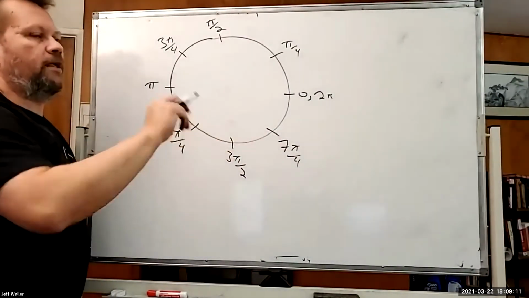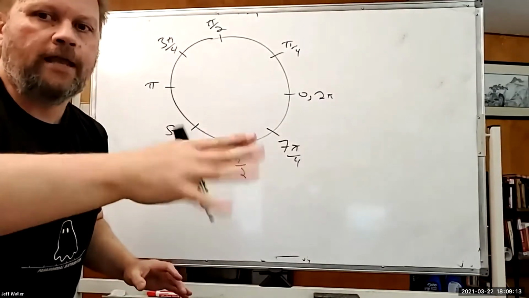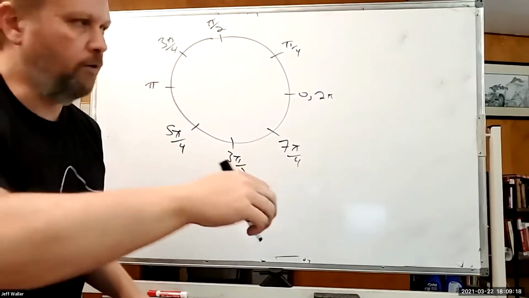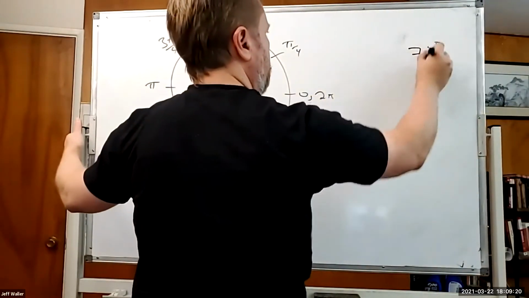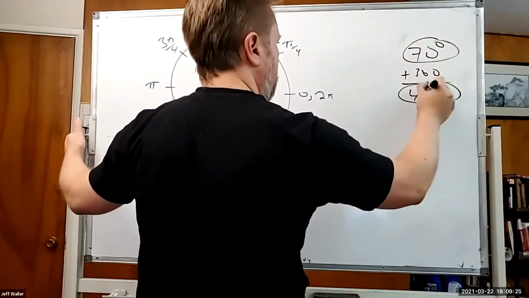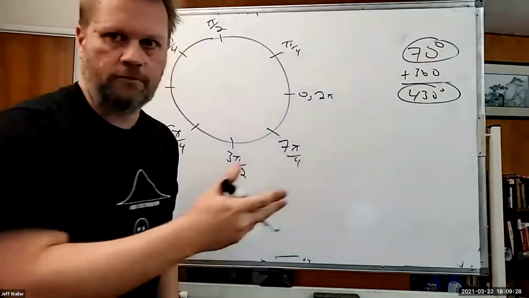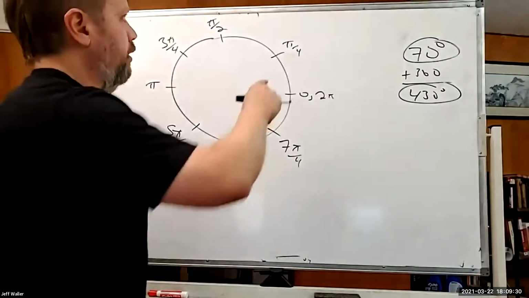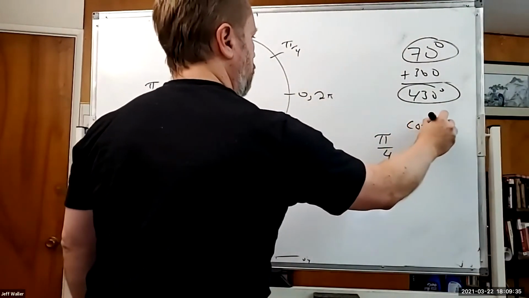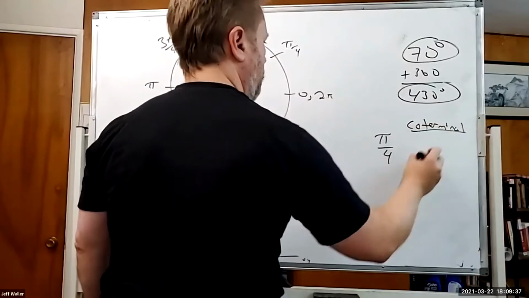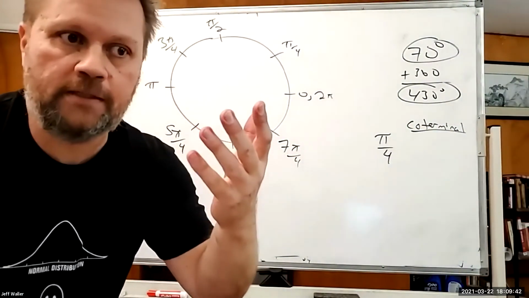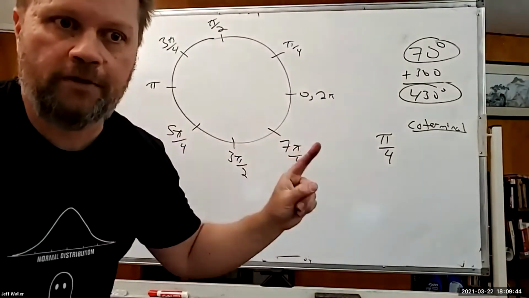So with degrees, I can add or subtract 360 and end up in the same place, right? One way to get a coterminal angle of 70 degrees is to add 360. So 430 is also the same thing as 70. These mean the same exact position, right? So how do I get a coterminal angle with pi over 4? What would I add or subtract from it? Well, the equivalent of 360 degrees. What's equivalent to 360 degrees?